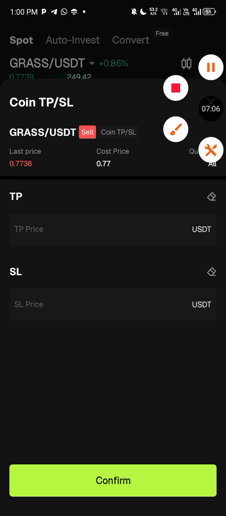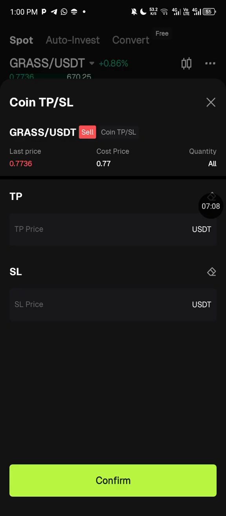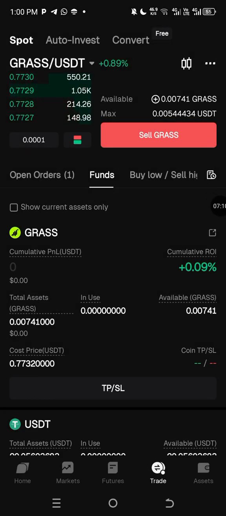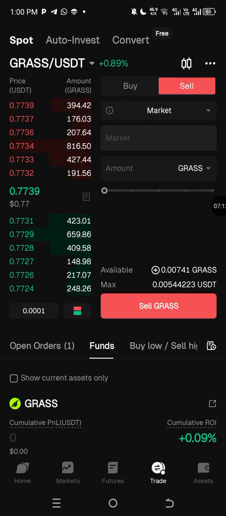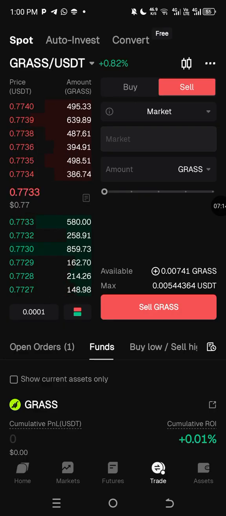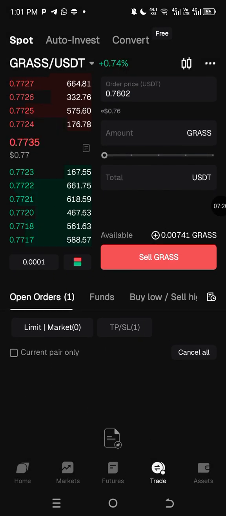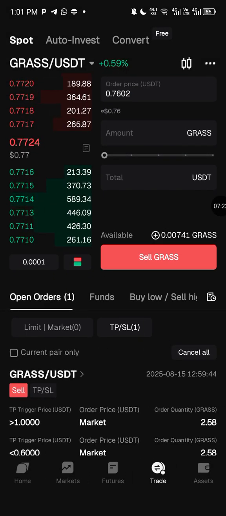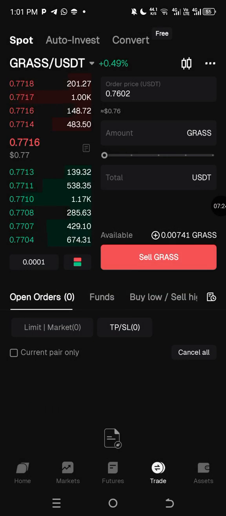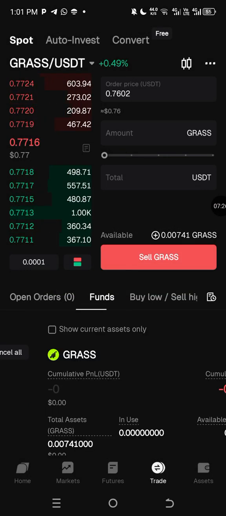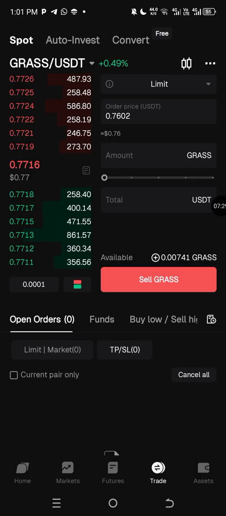So basically, that is how to use market price. So let's go to limit. Open order. Okay. I've cancelled everything. All right. So now let's go to limit.